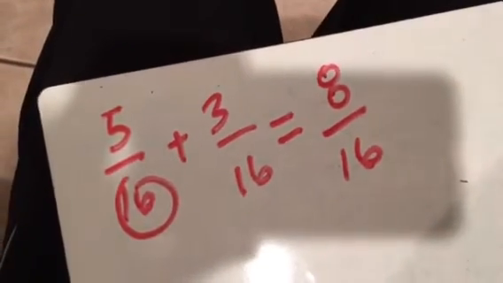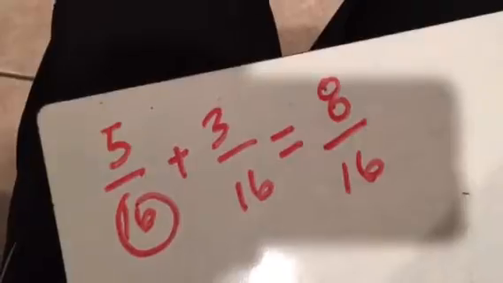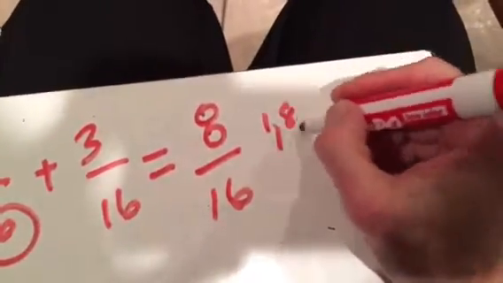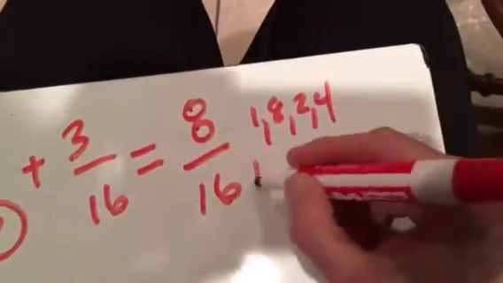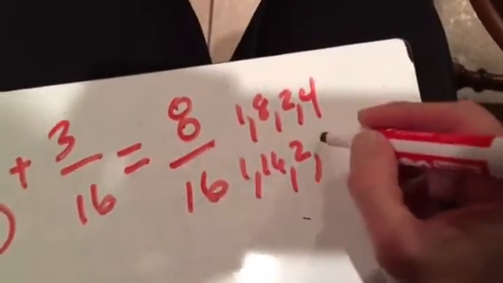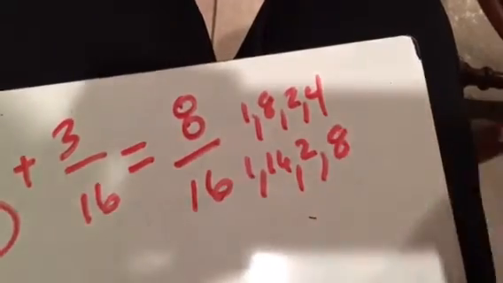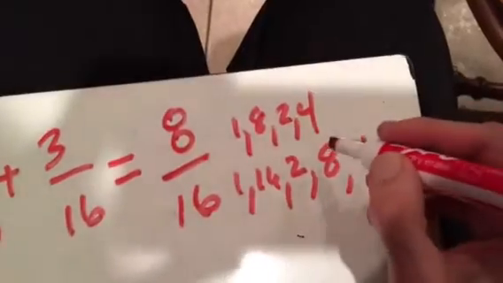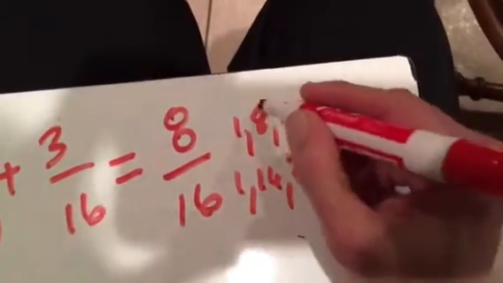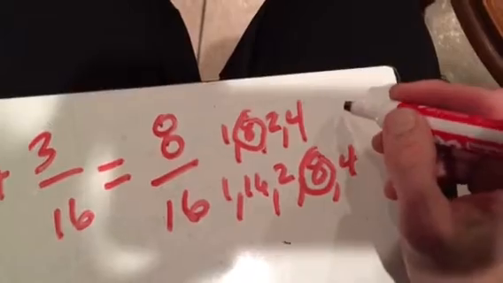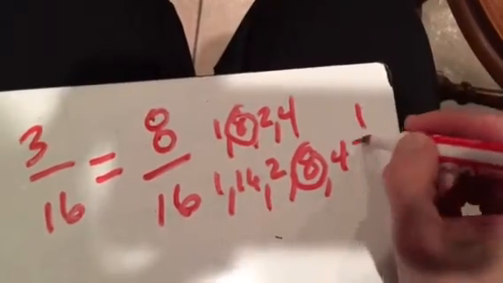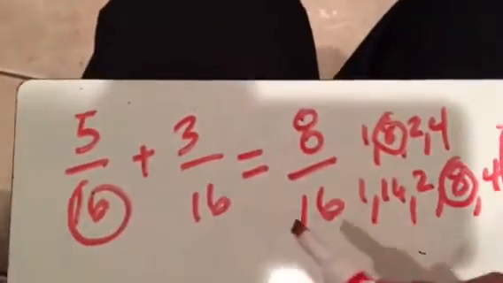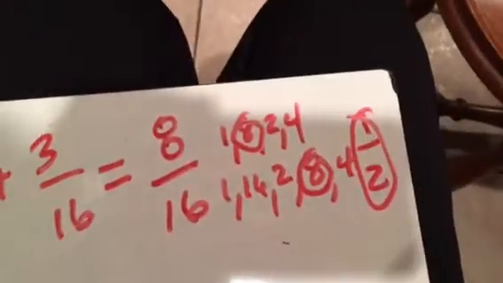We also talked then about, once we got our answer, putting it in simplest form. And so kind of a review from last chapter, we would list the factors, and we would look for the greatest common factor, the GCF. We would find 8, and we would divide both the numerator and denominator by 8, and so we would get 1/2. So the correct answer then of 5/16 plus 3/16 would be 1/2.